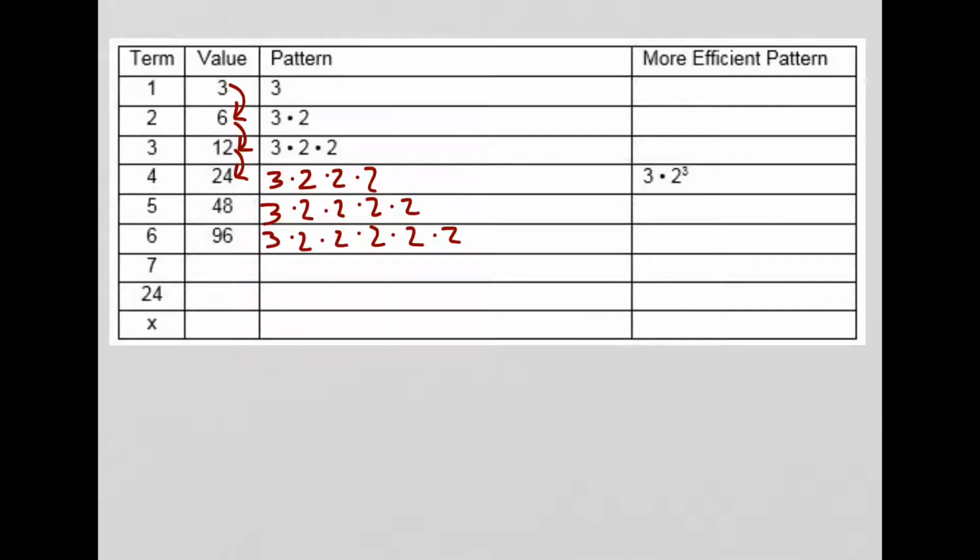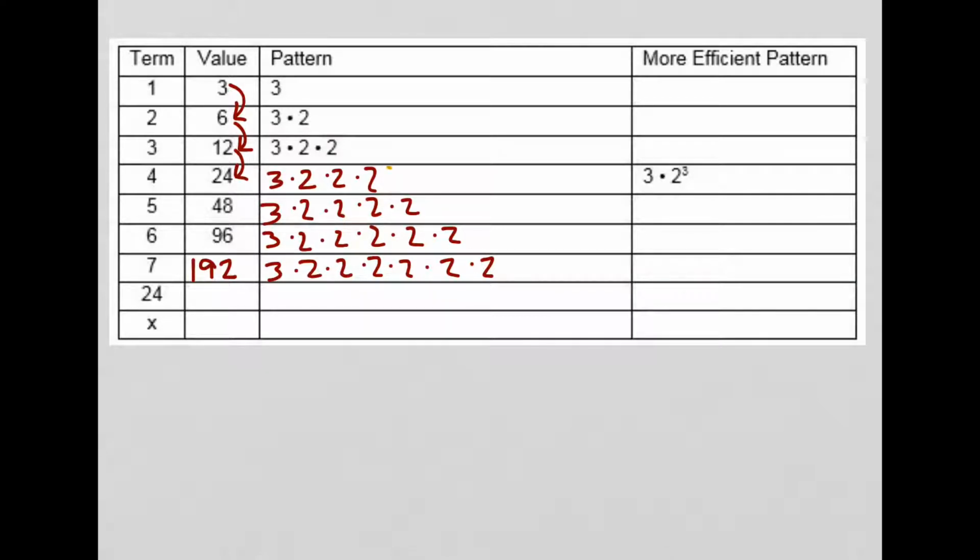The 7th term was 192. And so that would have been 3 times 2 times 2 times 2 times 2 times 2. Gosh, my hand is starting to get tired. I wish there was a more efficient way of writing multiplying by the same number over and over and over again. Of course there is, and it's called using exponents.